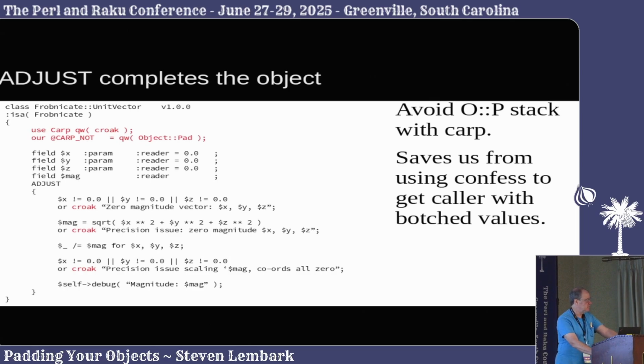So it's worth putting this in, use carp, but then use carp not to keep object pad out of your stack. Otherwise, you're just going to see the place that object pad called you, and it's not going to tell you enough. And confess is going to be a real pain in the butt because it's going to get very, very thick with this stuff.